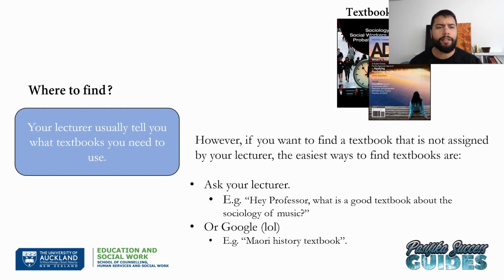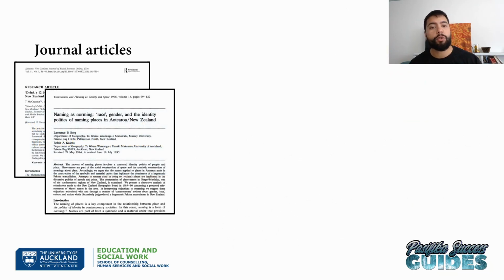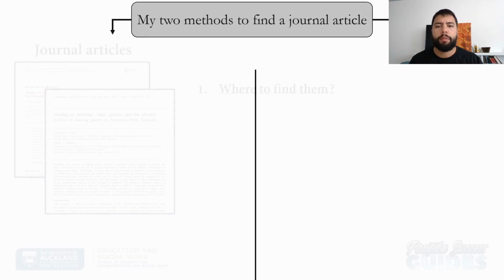So books are easy, but when we get into things like journal articles, this is when a lot of undergraduate students run into problems, because it's much more dense and it requires a bit more practice to be able to access journal articles reliably. So where do you find them? I've actually got two methods here.